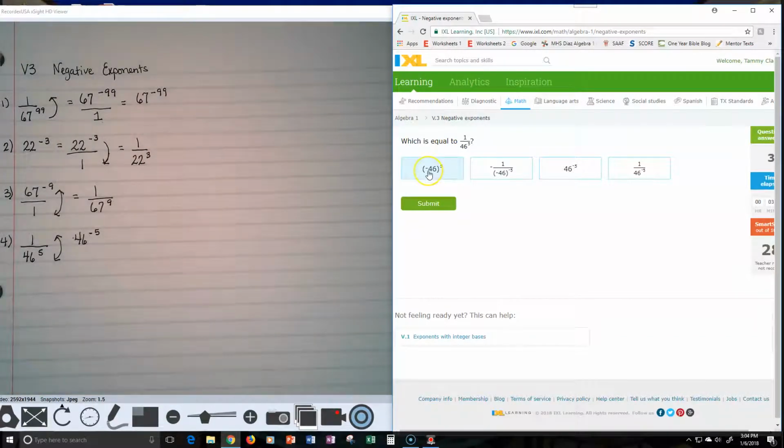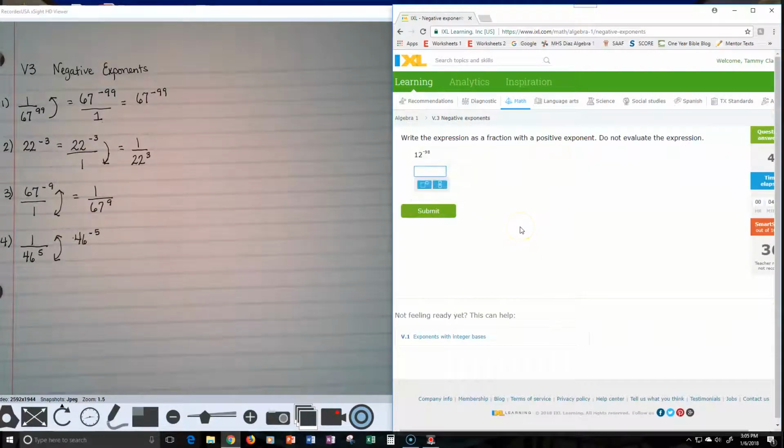Okay, so here the base is negative, so that doesn't match. Here the base is negative. It's in the same position though, so that doesn't match. 46 to the negative 5th power is exactly what we got. And this is incorrect because all they did was make the 5 negative, or the power negative.